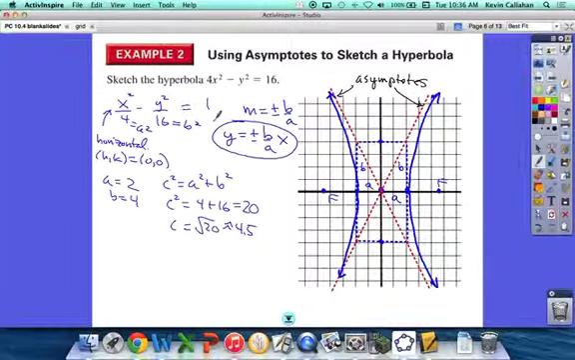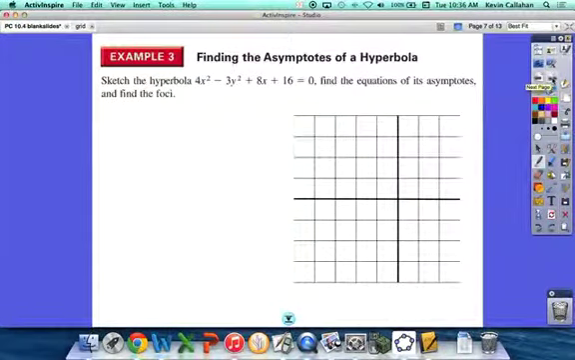So let's try another one. Sketch the hyperbola. In this case, they've given us the general equation, but it's not in standard form, so we have to complete the square. It works the same way, other than that we're definitely going to have a minus in between those terms, so it leads to possibilities for messing up the sign of something in the second variable.